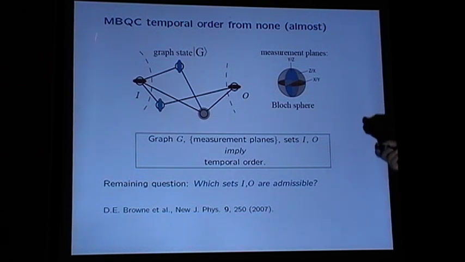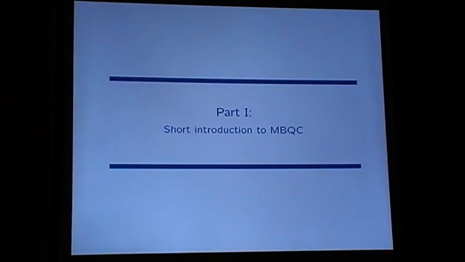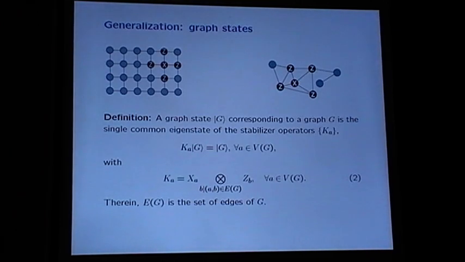So what is a graph state? A graph state is a particular type of resource quantum state that we could think about. It is a so-called stabilizer state. That means it is the joint eigenstate of a bunch of commuting Pauli operators. And this is what they look like. Here you see the graph coming up. Here's what the stabilizer operators look like.